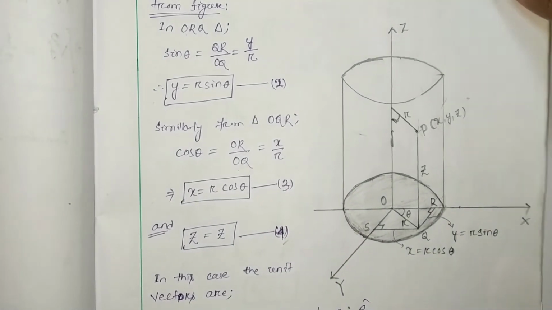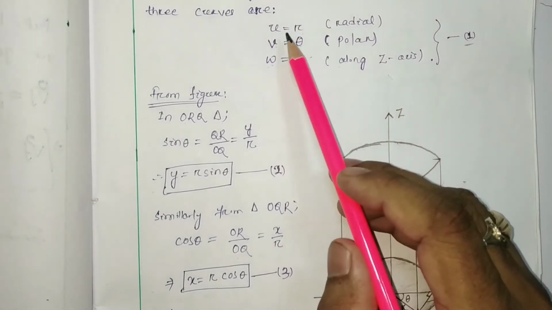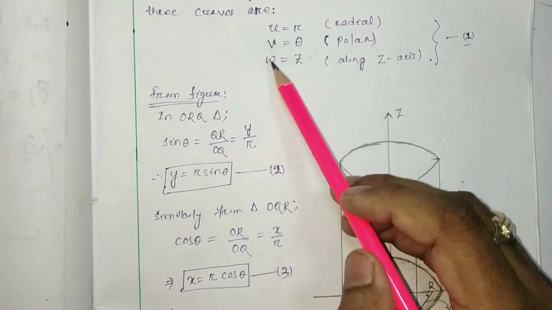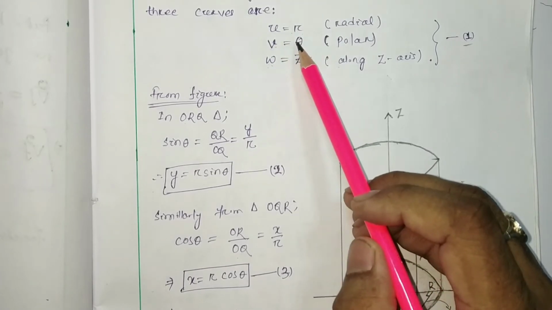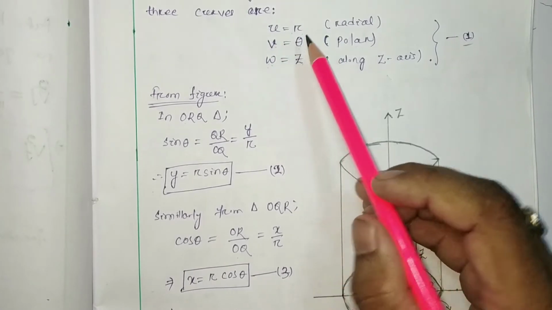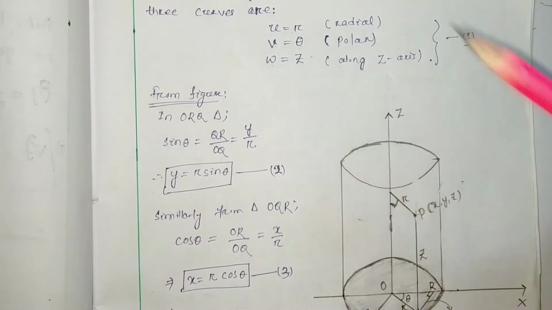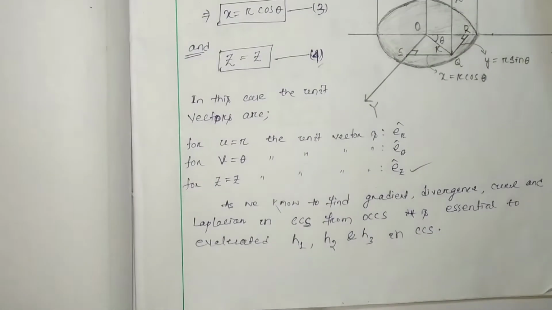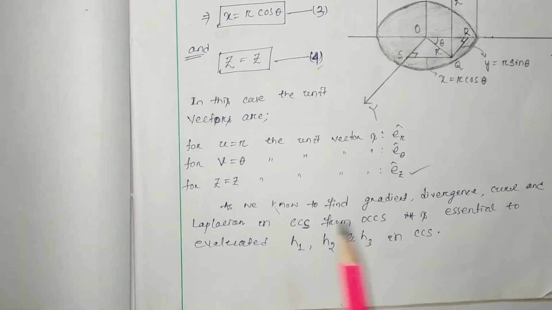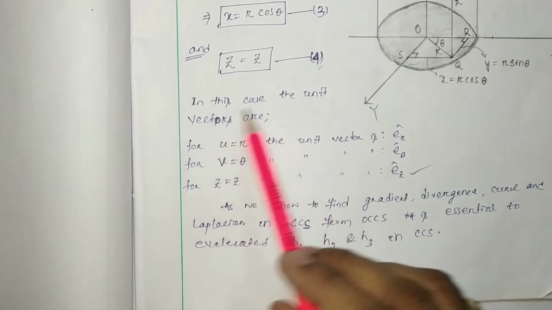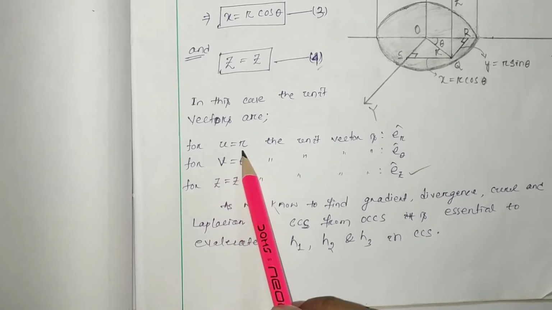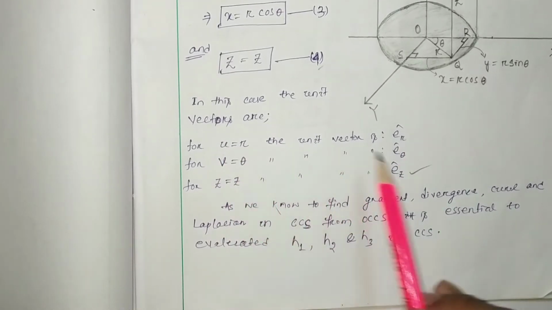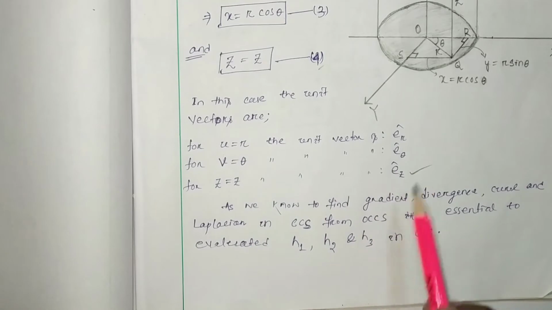Now as I told, the unknown curves u, v, w have been transformed to known curves in the case of the cylindrical coordinate system as r, theta, z. The corresponding unit vectors are, pause the video and write down the note: for u, which is transformed to r, e_r cap; for theta, e_theta cap; for z, e_z cap.